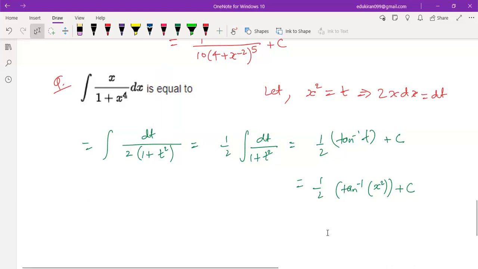So after you have written this solution, you can come to another question. This one.